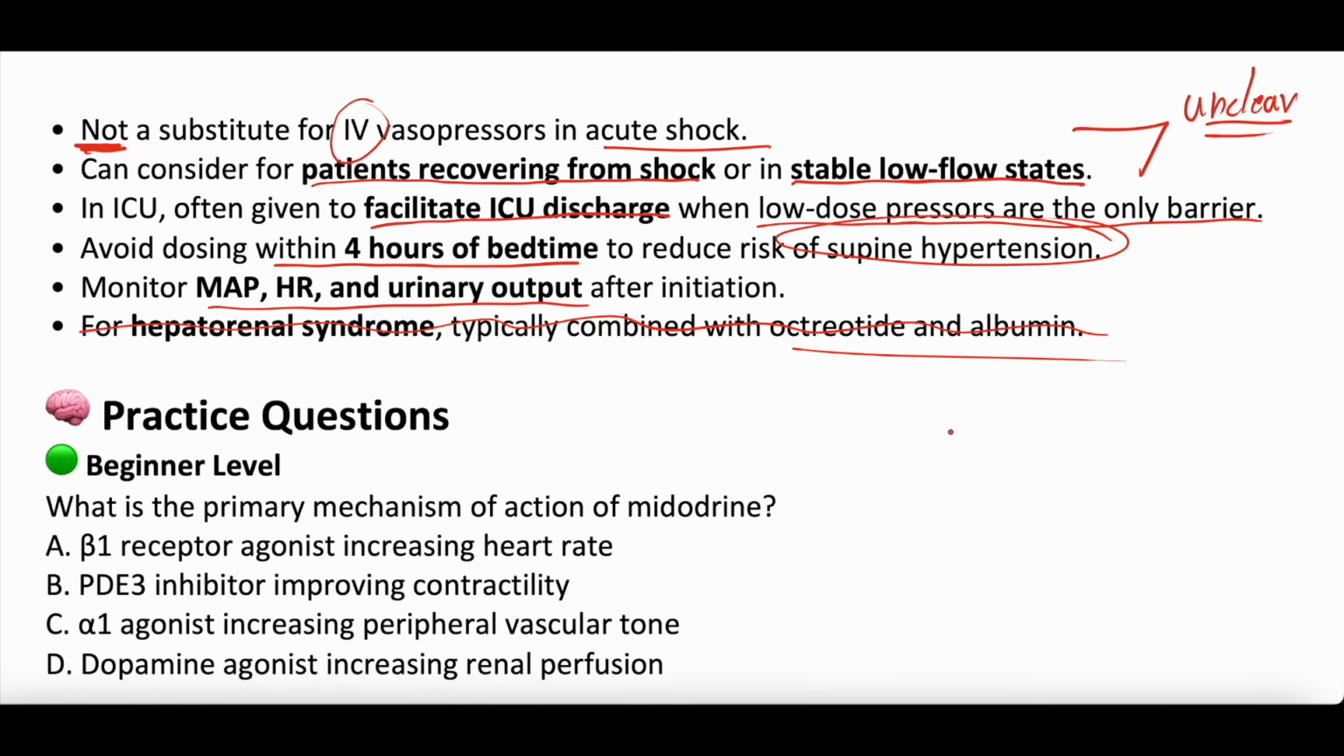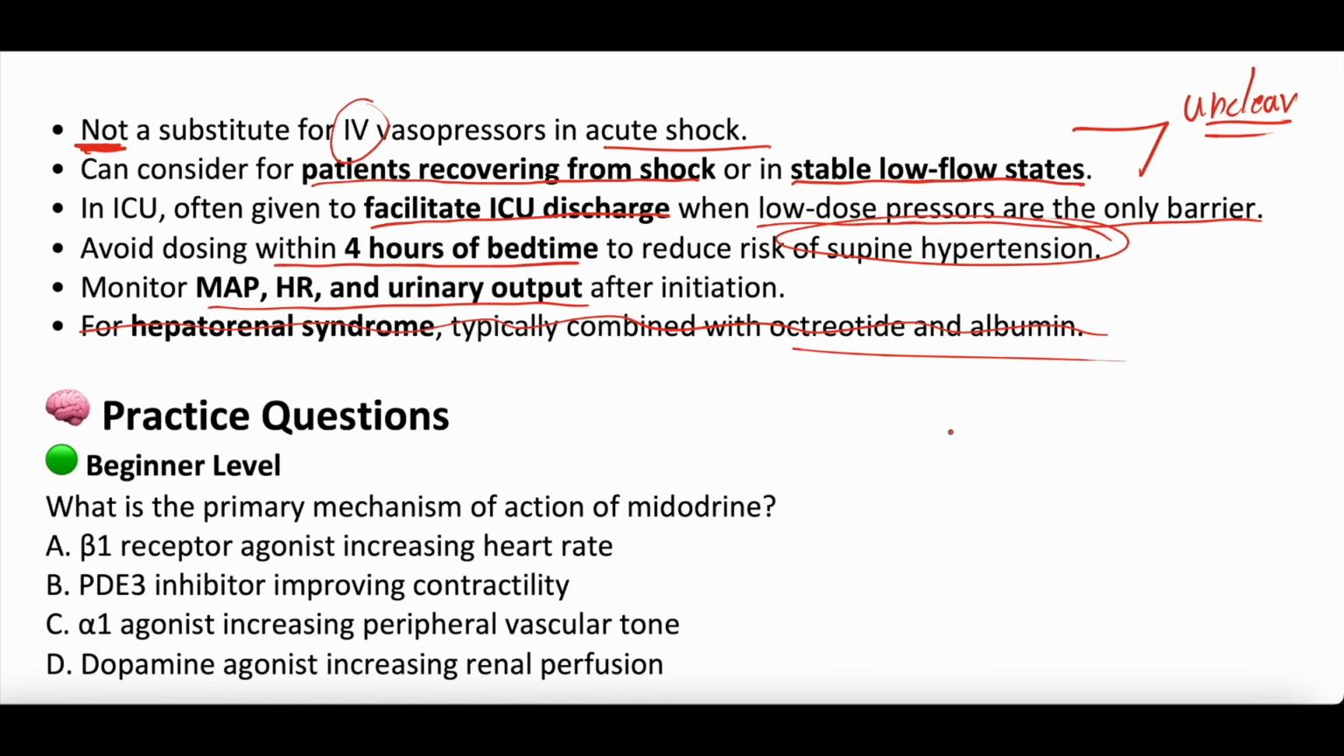What is the primary mechanism of action of Midodrine? A, beta-1 receptor agonist that increases heart rate. B, PDE3, phosphodiesterase 3 inhibitor that improves contractility. C, alpha-1 agonist, increasing peripheral vascular tone. Or D, dopamine agonist, increasing renal perfusion. All right, pause here if you need more time.